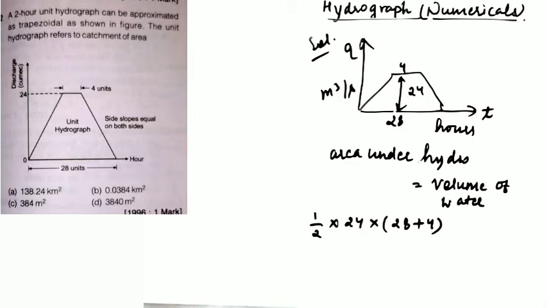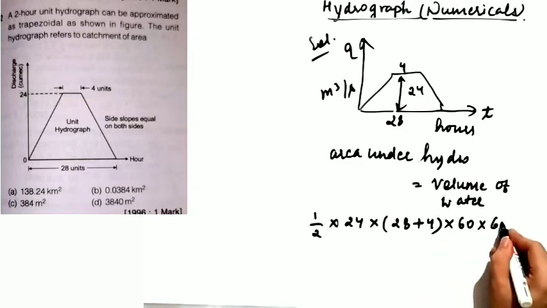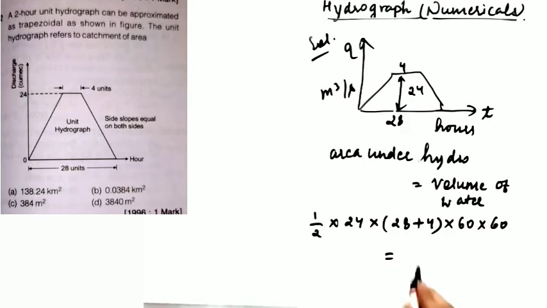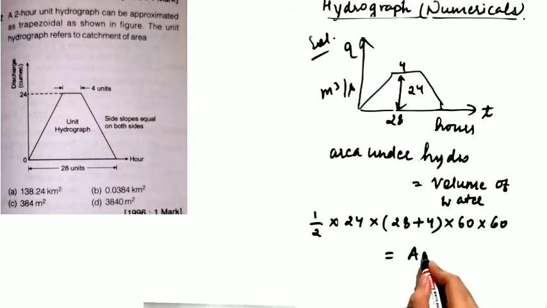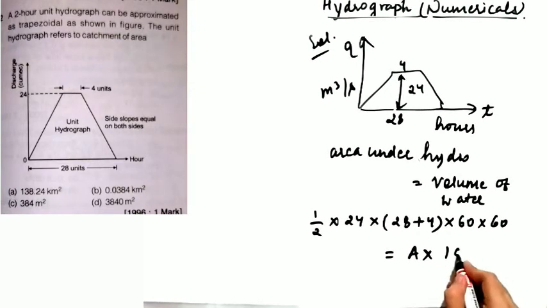So how to convert hour into second? You just have to multiply it by 60 times 60. And this is the area of the trapezoid, this diagram. Now how will you calculate the volume of water? The volume of water will be calculated as the area of the catchment times the depth. What is the depth? Since this hydrograph is always for unit depth and it is of 1 centimeter, the 1 centimeter will be converted to meters by dividing it by 100.